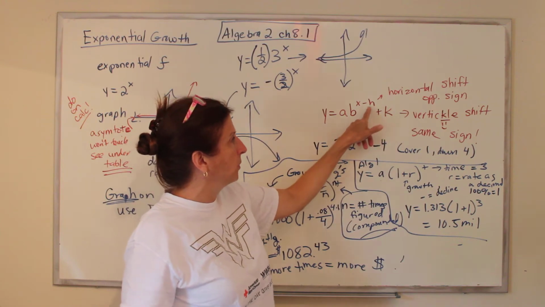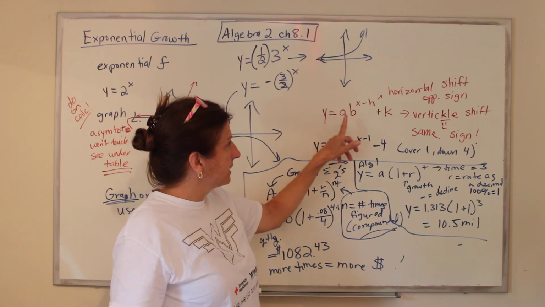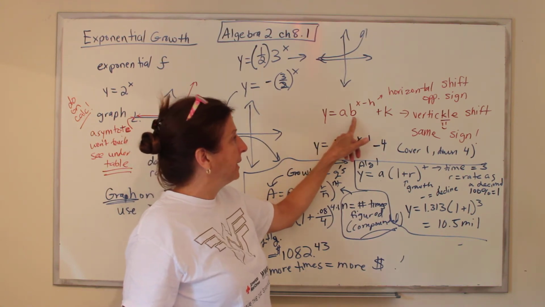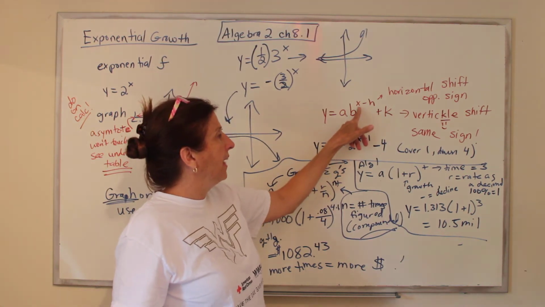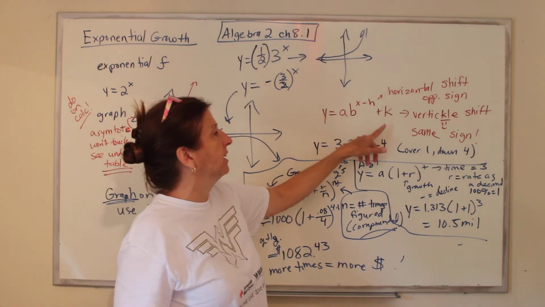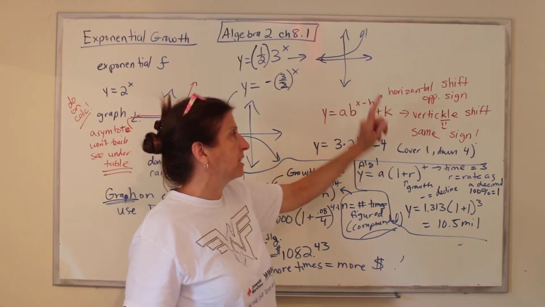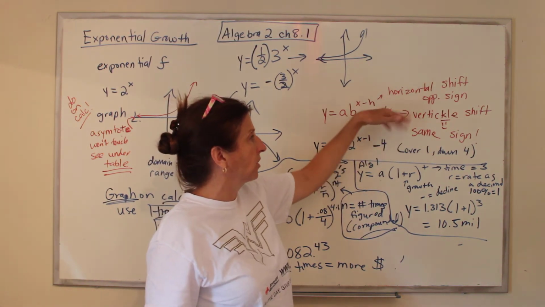So A is a number you might multiply it to. B is the base, it's a number. The x is up here. If it has a plus or minus, that gives it a horizontal shift. Plus or minus k down here in numerator land, not exponent land, will give it a vertical up and down shift.